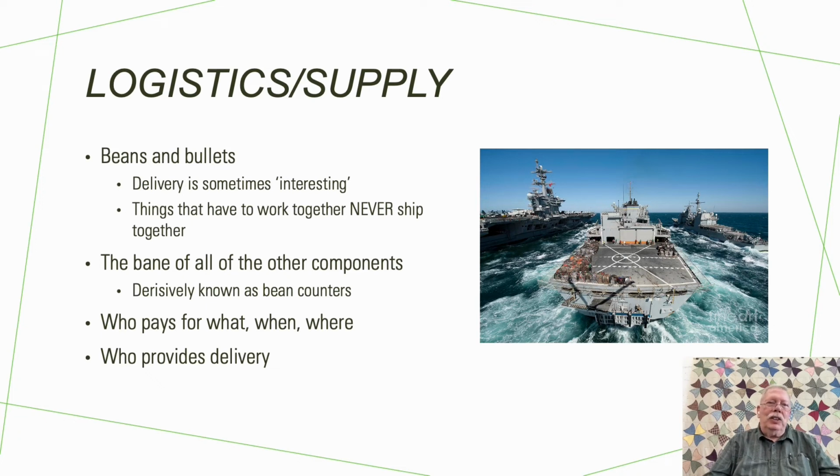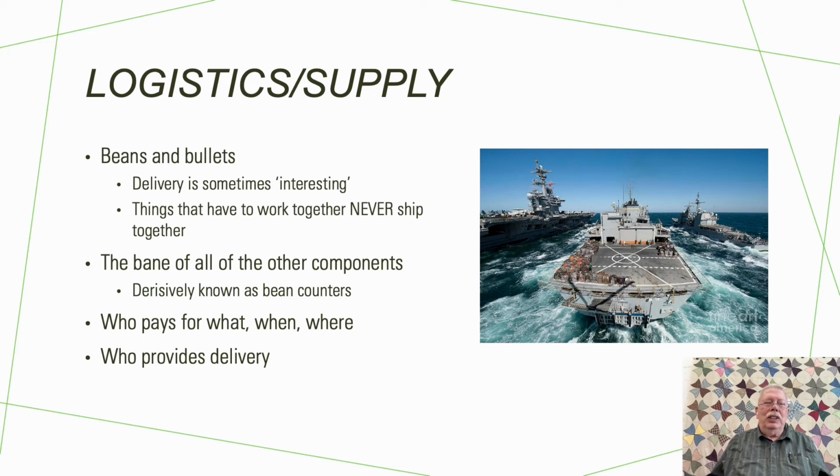Delivery is sometimes interesting, and this pretty much goes across all the spectrum in that things that have to work together never ever ship together. So you'll get half of what you need, and the other half is somewhere in transit. It's the bane of all the other components. It's derisively known as bean counters. They are the ones that are in charge of who pays for what, when, and where, and who provides delivery. But they control delivery. So this is a part where you can play this in your story.